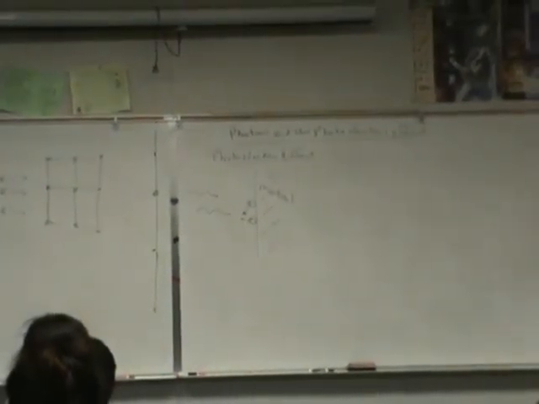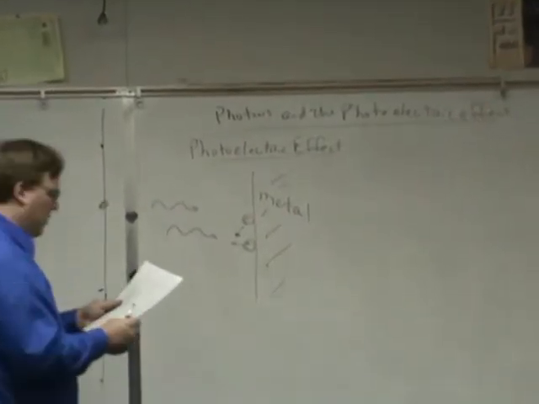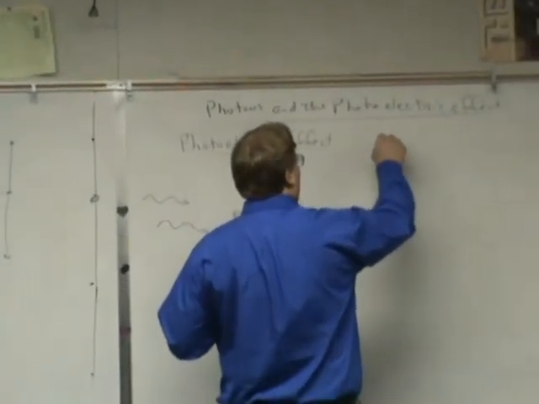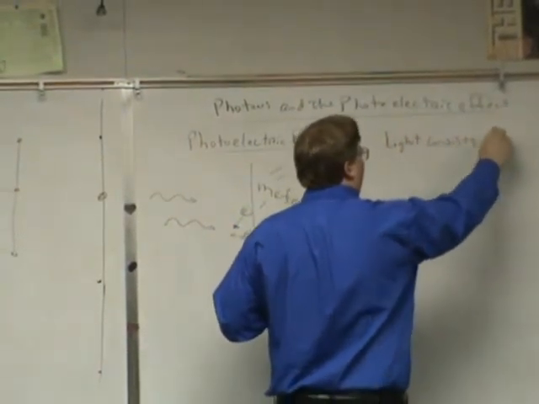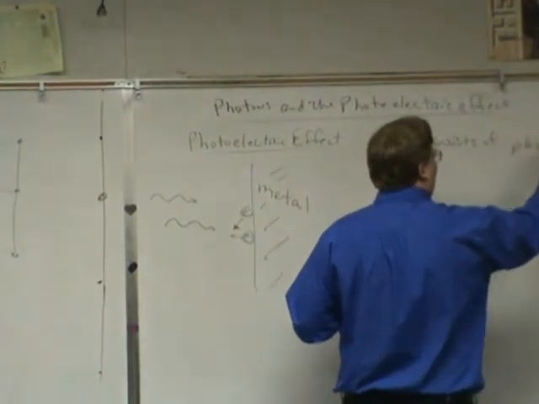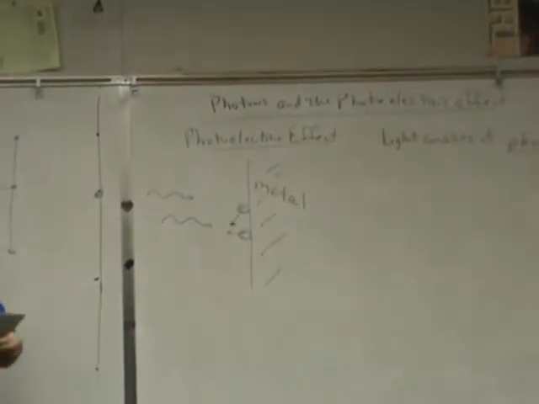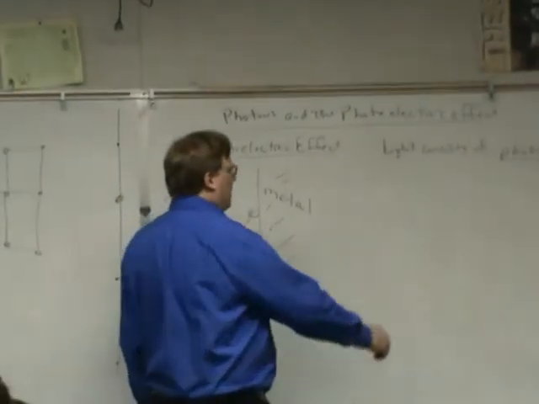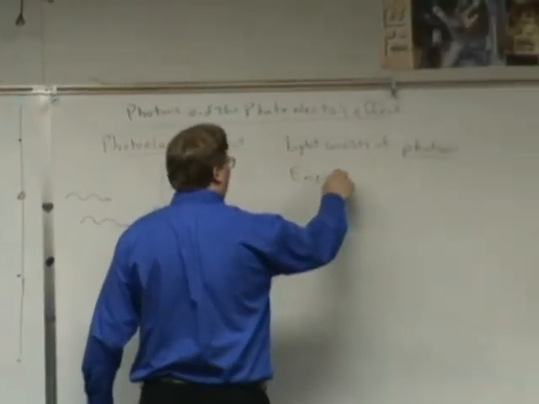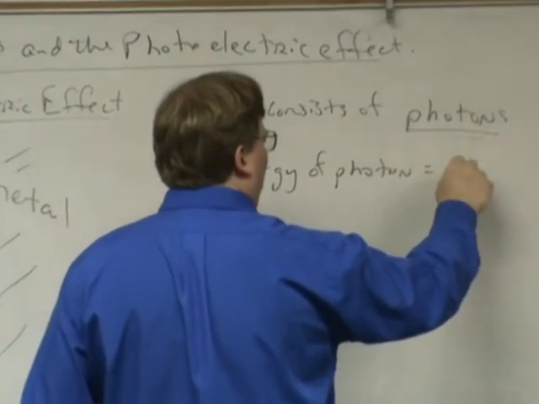And so Albert Einstein came along and made these postulations. He said that light consists of little particles, little packets of energy called photons. These photons have no mass, but they do have energy. And the energy of a photon is equal to Planck's constant.